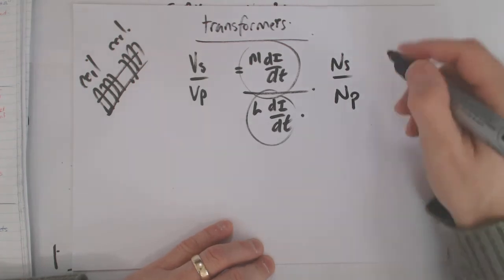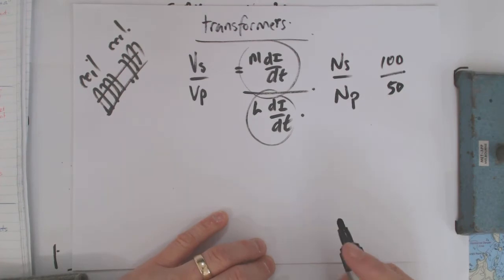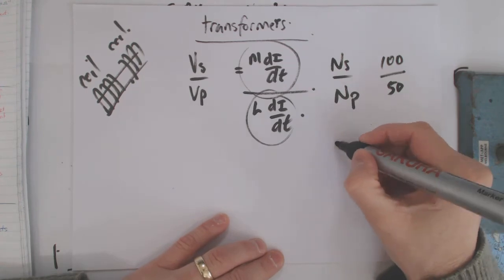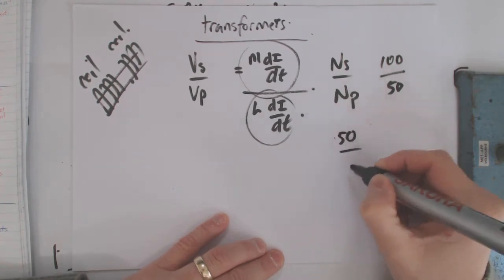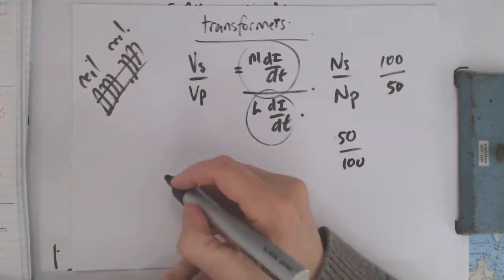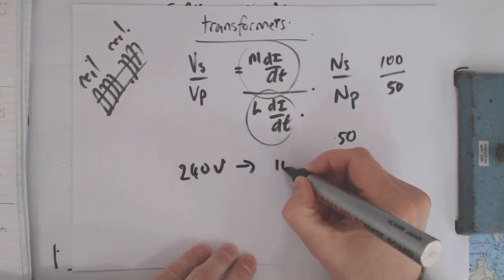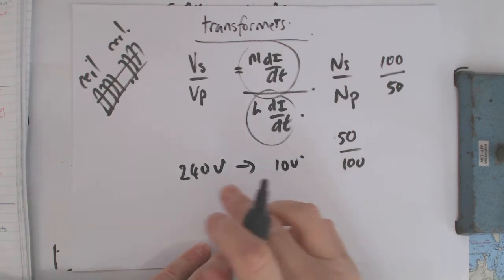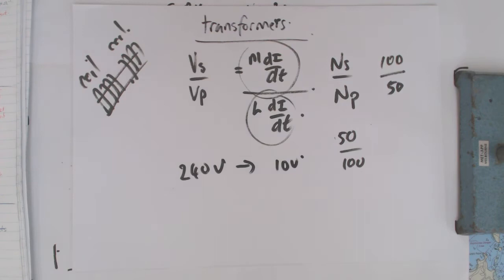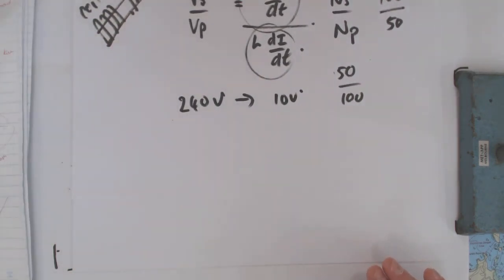That means if I've got 100 turns in my secondary and 50 turns in my primary, then the voltage in the secondary is going to be twice as much. If I had it the other way around, 50 turns in my secondary and 100 turns in my primary, then the voltage is half as much. So if you want to go from 240 volts to 10 volts in your secondary, then you need 24 times less turns in your secondary. Alright, it's that easy. Now, the thing is, there's no free lunches here.